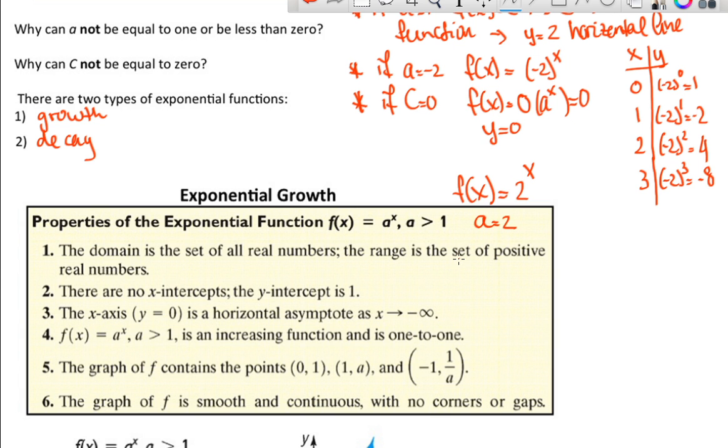What is the domain and what is the range? The domain of the set is all real numbers. A faster way to write that is this way. And then the range would be the set of positive real numbers, so not including 0, that's why I have a round bracket, and then anything after that up to infinity. There are no x-intercepts, and the y-intercept is 1.